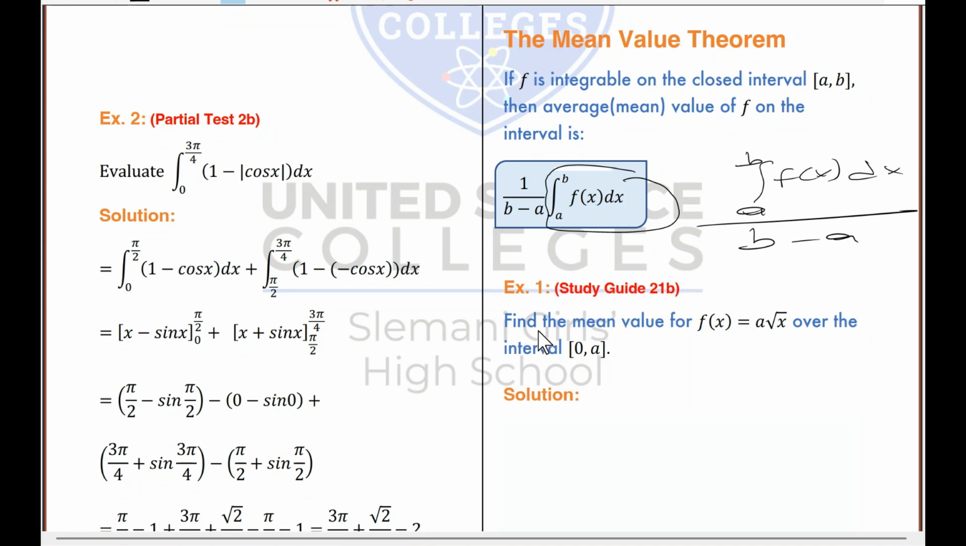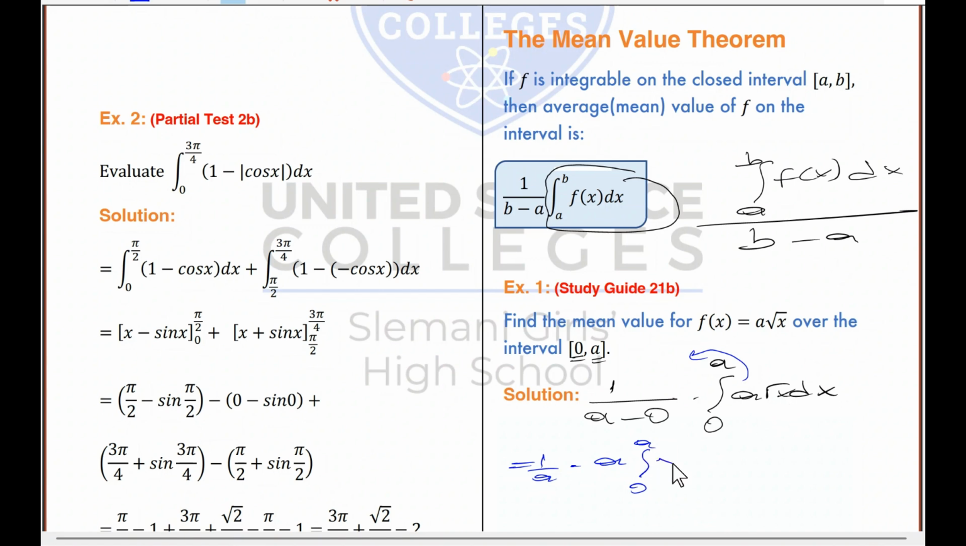Study guide 21b. Find the mean value for this function over this interval. So apply the formula 1 over b minus a. What are the bounds? 0 and a. So the bounds are upper bound a minus lower bound 0, times the integral from lower bound 0 to upper bound a of f of x dx. Now I have a coefficient here. I can move it out in front. So I'm going to have 1 over a times the integral from 0 to a of square root of x dx.